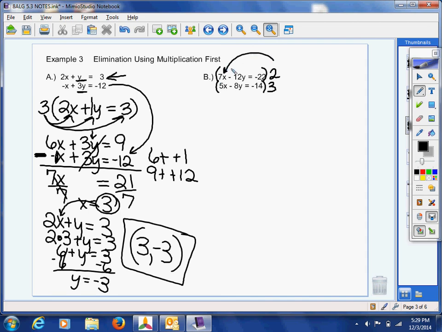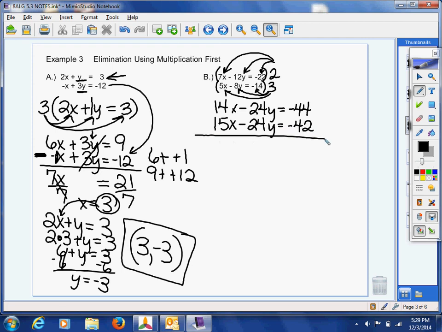So make sure you distribute. You have to multiply to every term. So that's 14x minus 24y equals negative 44. Go back and do the same thing with 3. Awesome. So that's 15x minus 24y equals, what's that, negative 42? Okay. Now remember, when you have the same sign, we have negative 24 in front of our y's there, got to subtract. So I'm going to make a big, heavy, dark mark to remind you to subtract.